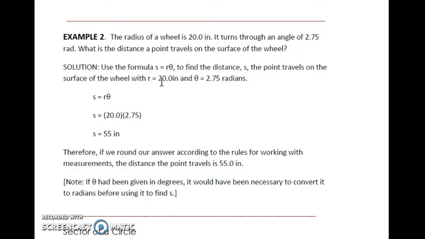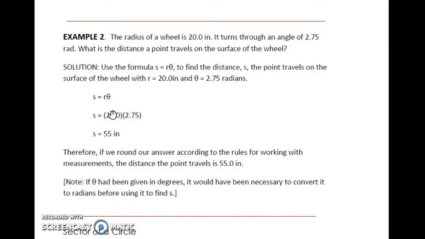We're finding the distance between 2 points. So we'll plug in the radius, 20 inches, and the angle, 2.75, into this formula, S equals r theta. Plugging those in for radius and theta, we multiply and we find that distance, that arc length S, which is 55 inches. Then we can round our answer according to the rules for working with measurements.